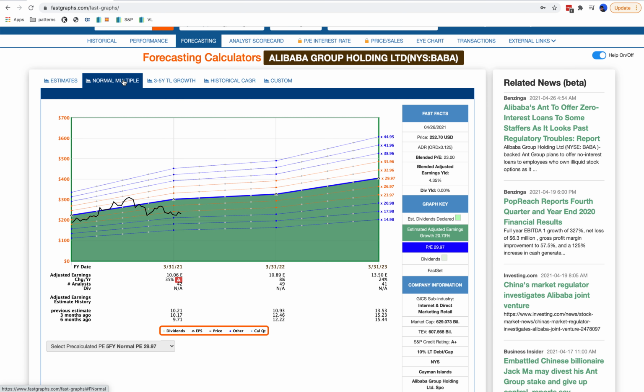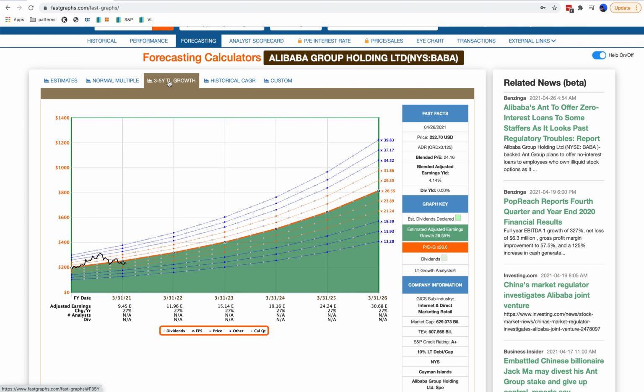Alternatively, this tab is kind of the same. I think it just tweaks the multiples that are shown here so that it's closer to what the normal PE for the company looks like. And then these last, I think, 3 tabs are more about what happens if you change the percent growth, or if you have different options for the percent growth of the company, you can vary that to come up with the same number.